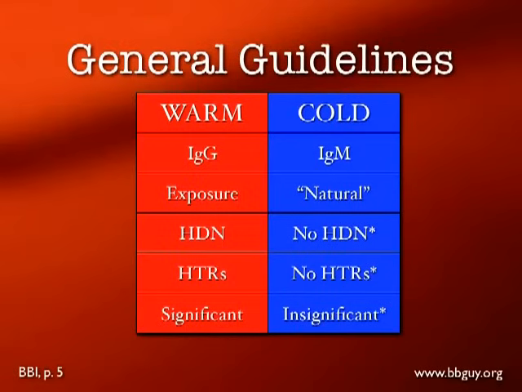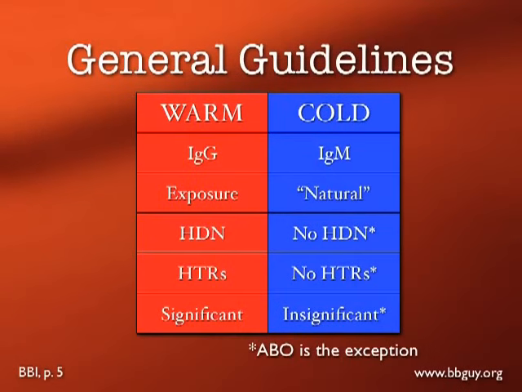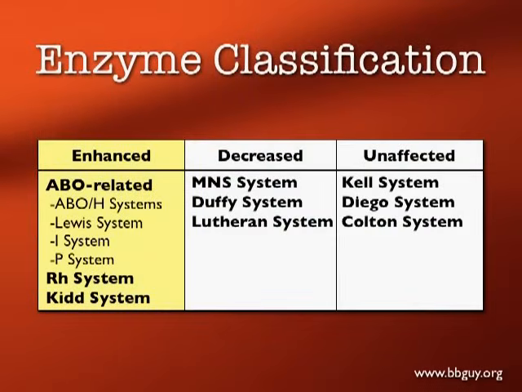Now you notice there's an asterisk by the bottom three entries on the right under the cold antibodies, and that's because some of these antibodies are exceptions to the rule. In particular, the ABO antibodies are the big exception to the rule. ABO antibodies, as we'll talk about, have a large quantity of IgM. They're primarily cold reactive. They react best at colder temperatures, but they obviously are very significant because they react very well at warm temperatures. All right, so now that we've done that, let's hit the specific blood group systems.